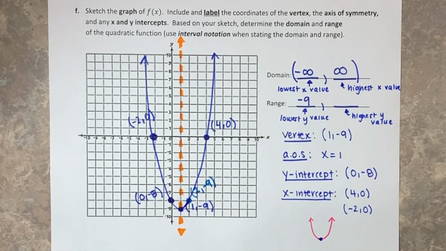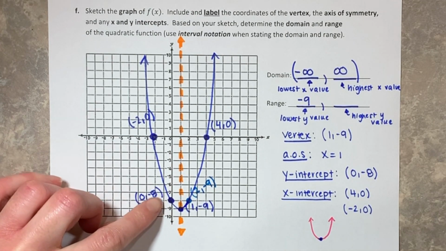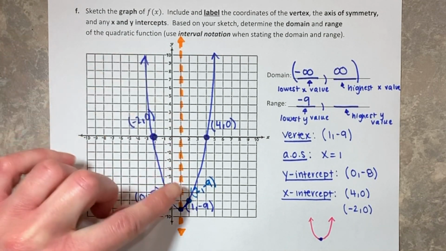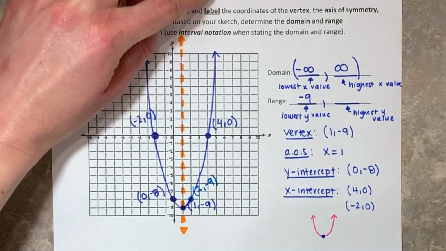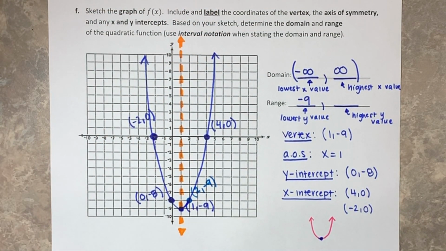Then to find the highest y value, we want the point that's furthest up on our graph, but our graph just keeps going up and up and up. So our highest y value will be +infinity.